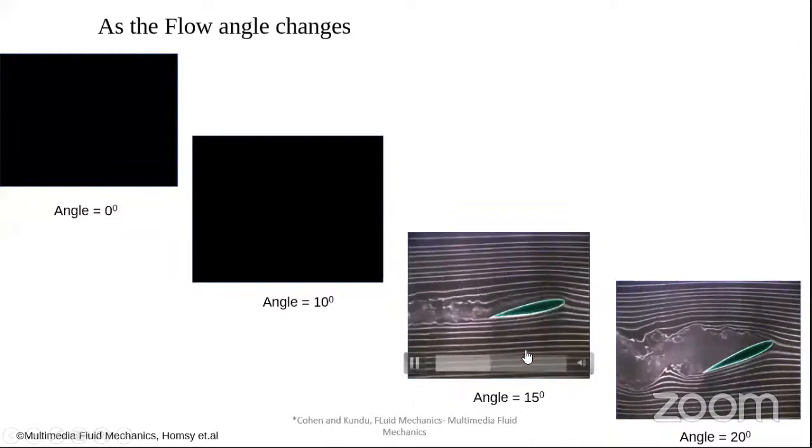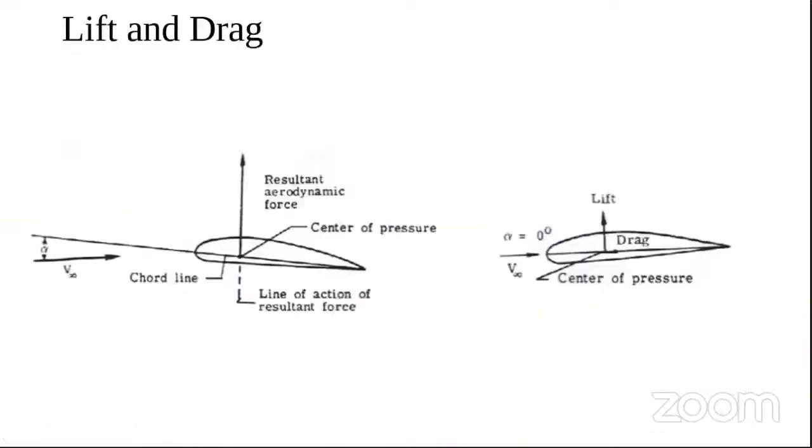Now, if you do the same analysis for the top and bottom, you will see the pressure on the top is going to be lesser because the velocity is larger, because it has to go through a curved path. So obviously the pressure is smaller than the bottom one, which gives the lift. This is the whole physics of lift and drag.